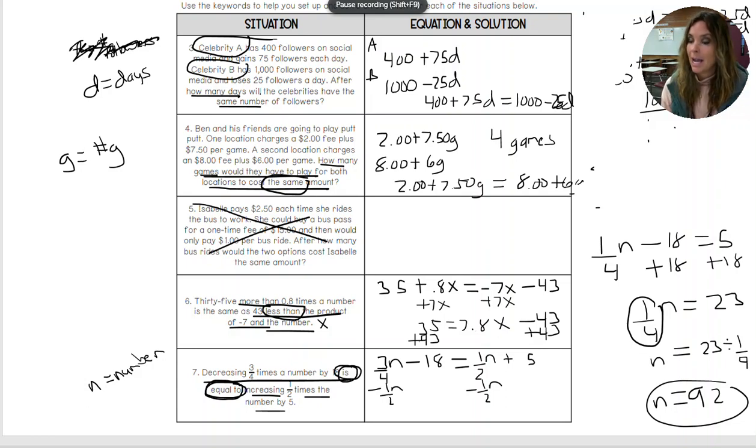Mrs. Melancon has the answer key, so when you're done, bring it back to her and she can check it off and make sure that you have written your correct equation and that you have the correct solution. Remember that all of your work needs to be shown so that that work leads you to your solution.